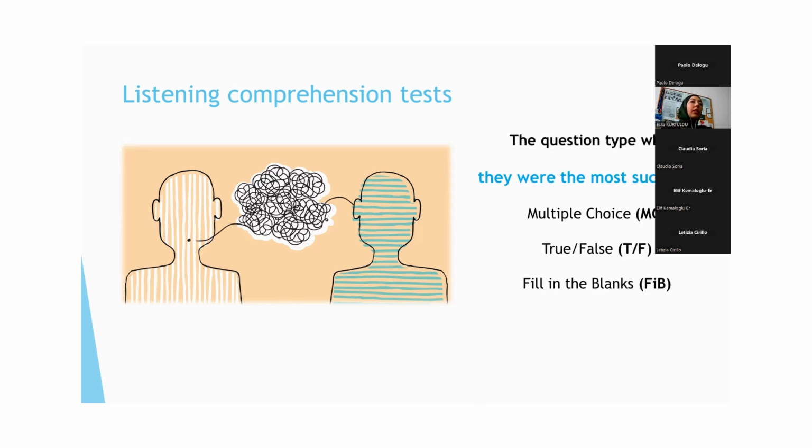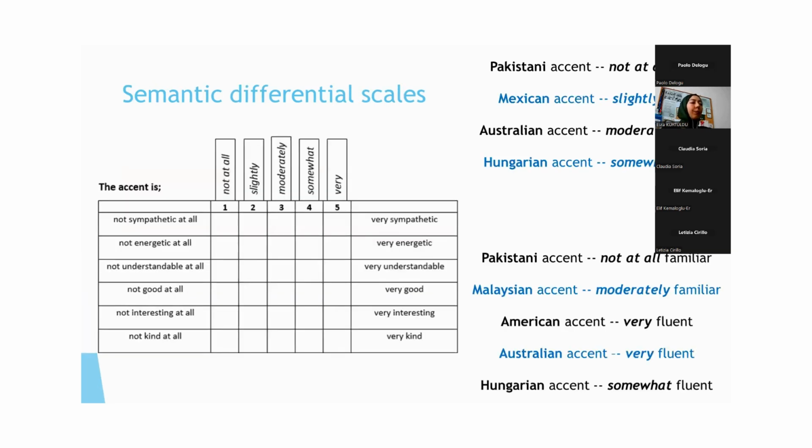And yes, the question type that they were most successful with, the first one was multiple choice, which means that they were able to understand the general idea of the listening test. The second one was true/false, again about the general idea. It was okay for them, it was easy for them to understand. But fill in the blanks, because you need more elaboration in these kinds of questions. You need to understand what is said, and also you need to remember the word, how to write it, the spelling. So it needs more elaboration, and it was more difficult for them.